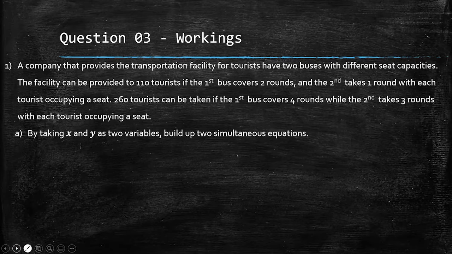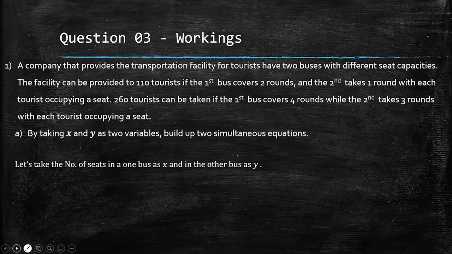Now the question has two instances. In the first instance, it says 110 tourists can be transported if the first bus covers 2 rounds and the second takes 1 round. In our second instance, it states 260 tourists can be taken if the first bus covers 4 rounds while the second takes 3 rounds. So let's build up the two simultaneous equations. Let's take the number of seats in one bus as x and in the other bus as y.